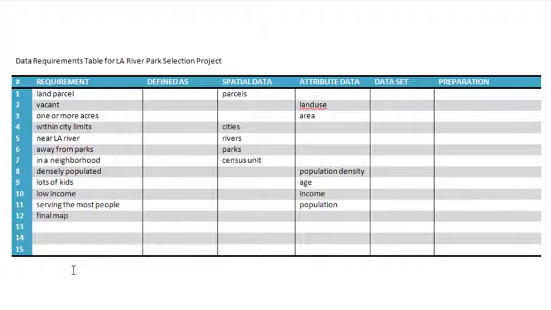For the final map, we're going to require some political boundaries, which are spatial boundaries, spatial data. Also roads and relief map. Finally, imagery.